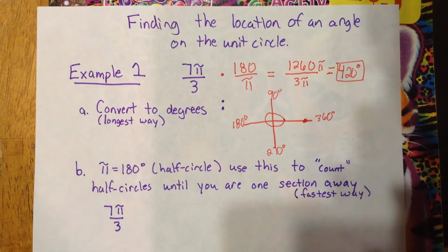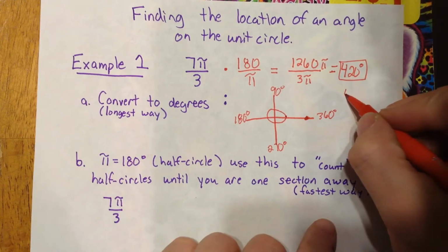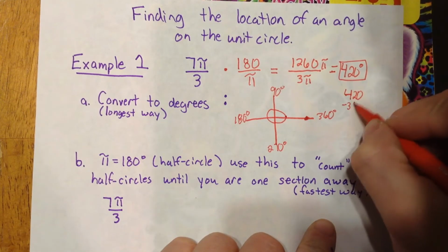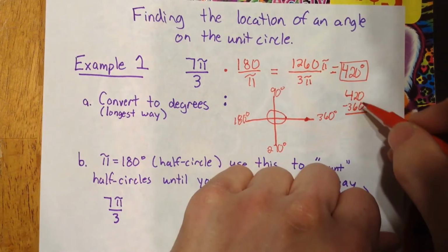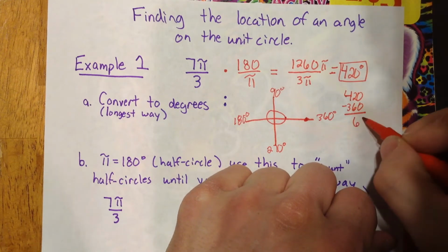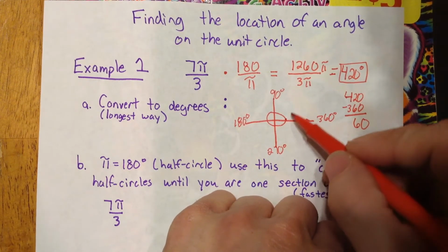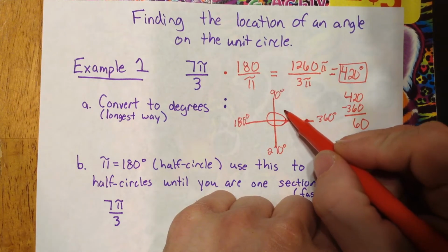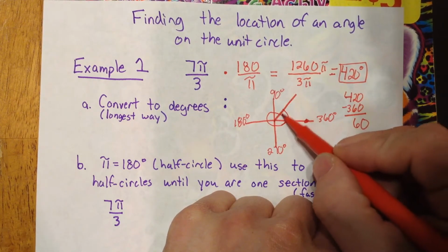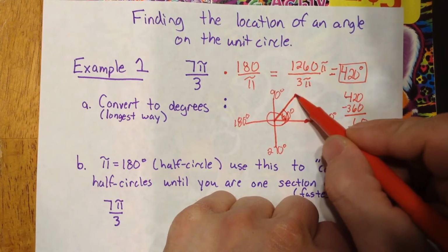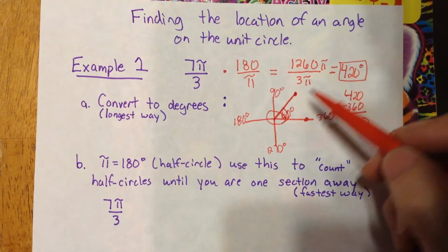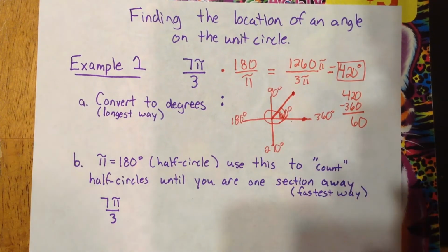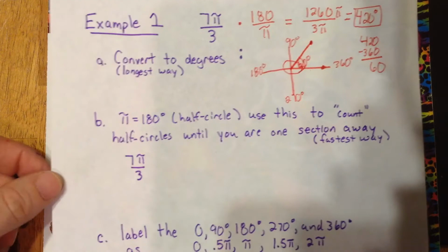That still didn't take us to 420. So what you're going to want to do in a situation like this is subtract out the circle. When you do that, 420 minus 360, you're going to get 60. So that means after one full circle, we'll travel another 60 degrees. And we'll be looking at an angle that goes right there. Terminal point ends there. Alright, so that's how you do it with degrees. And you could do this in positive or negative. A negative angle would just go in a clockwise direction. Alright, so that's how you convert from radians to degrees.